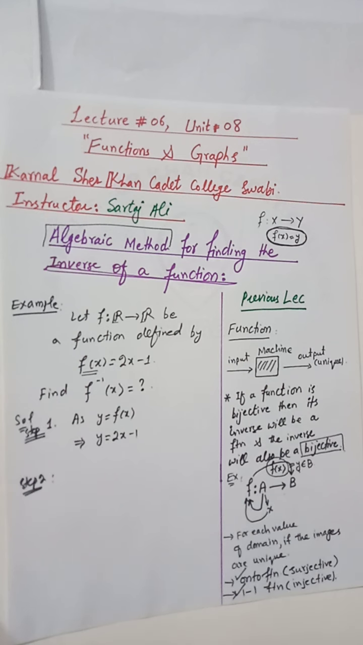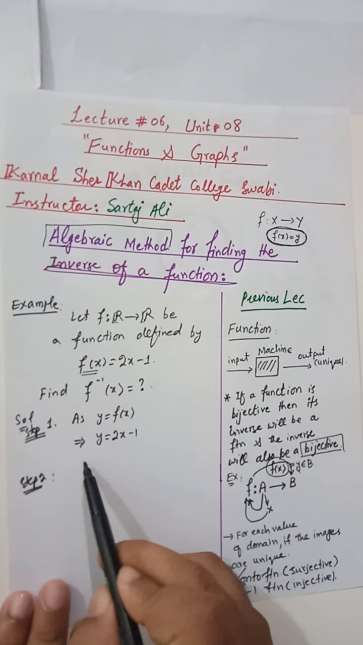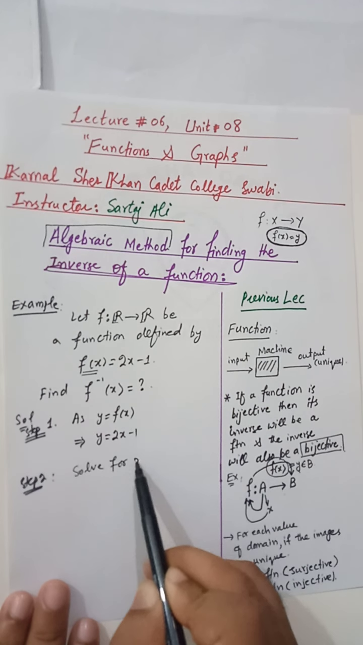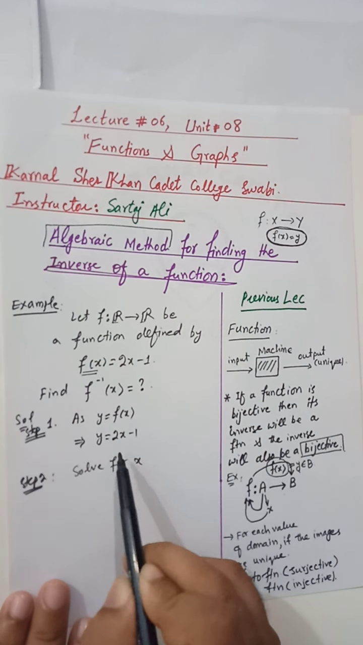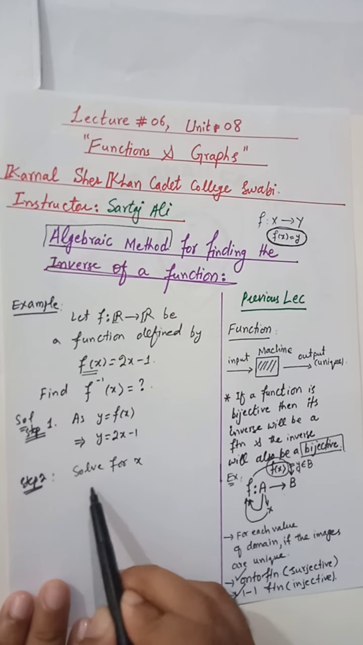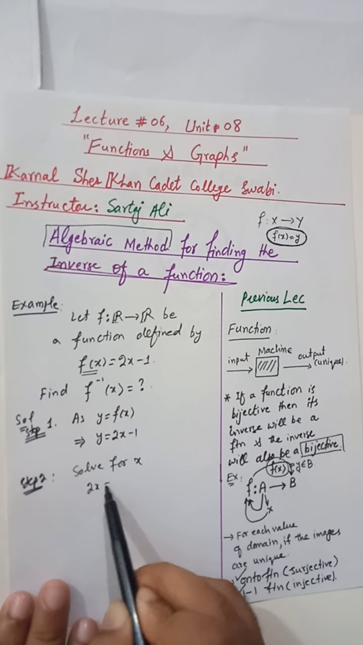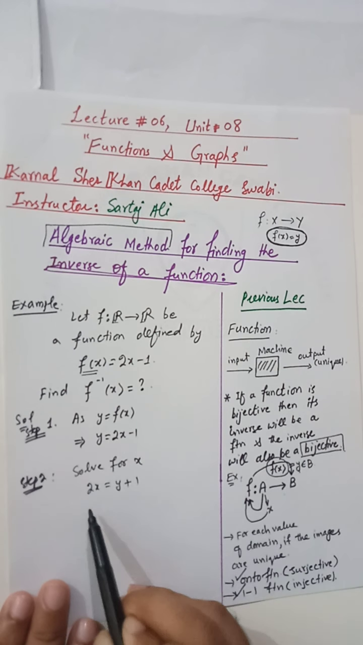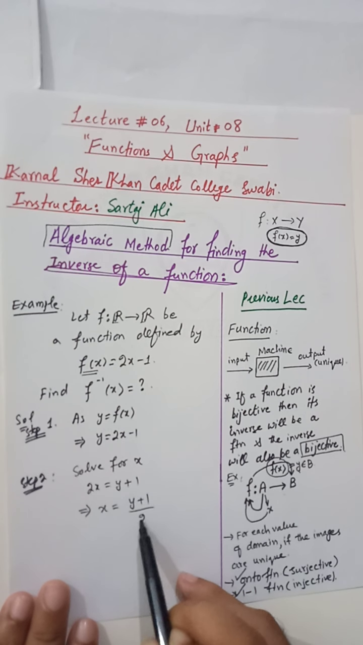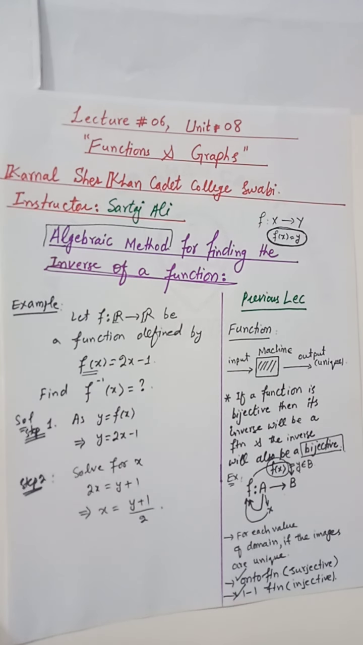Meaning you need to make x on one side and the rest of the values on the other side. So solve for x. You must solve it for x. So shift this 1 to this side, so that will become 2x is equal to y plus 1, and dividing both sides by 2, x is equal to y plus 1 divided by 2. This is your step number 2.